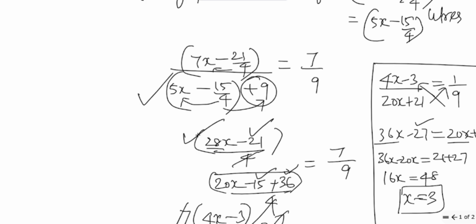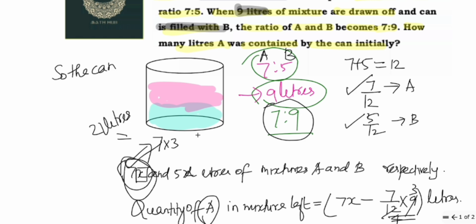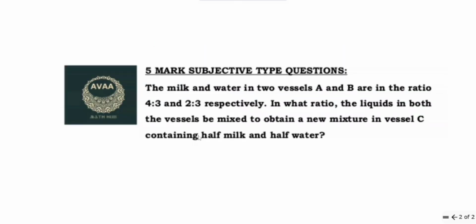So now the question is about liquid A. In the beginning, we have assumed our quantity of A to be 7x. So with that, we are going to multiply with 3. So that gives us 21 liters. So the can contained 21 liters of A initially in the beginning. This is our answer. Let's move on to the second question.